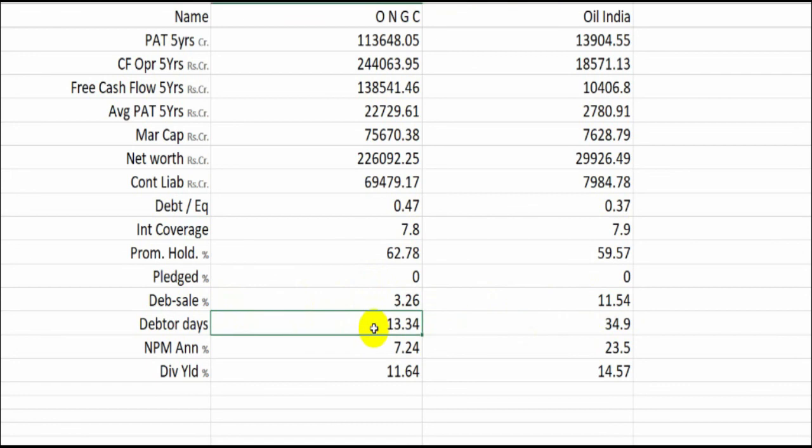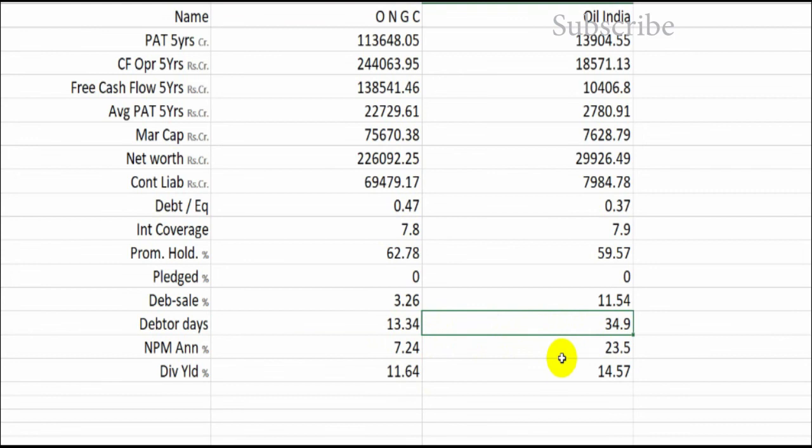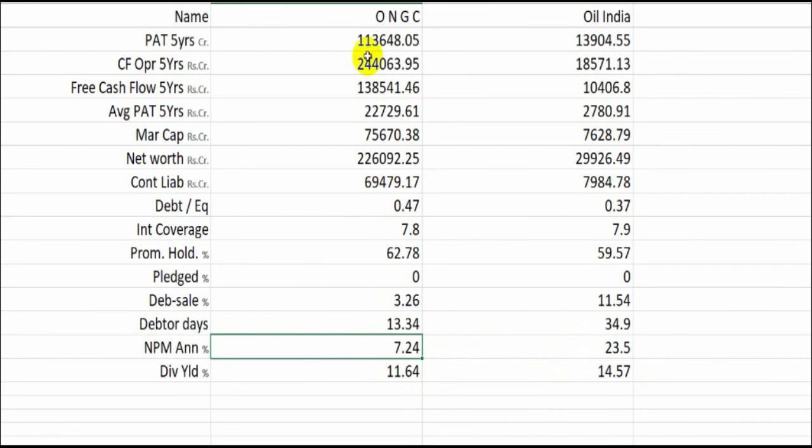On debtor days, ONGC is very efficient at collecting payment from its customers within 13 days. Oil India is taking almost 34 days to collect payment from its customers. Net profit margin for Oil India is very high at 23%, at least in 2019, whereas ONGC, because it trades at a high volume and a high value, has a low NPM of 7.24% in March 19.